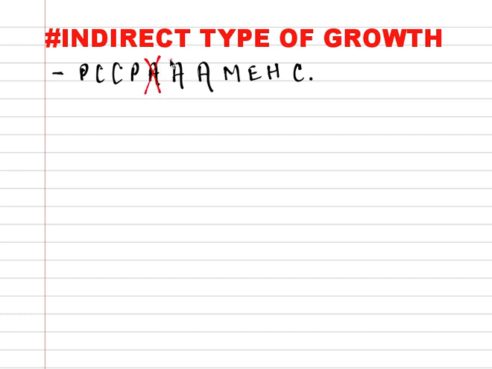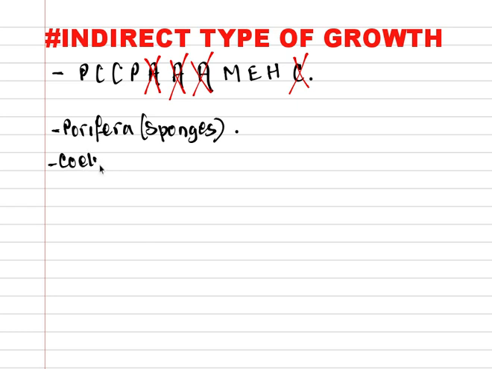Aschelminthes gets cancelled out, Annelida gets cancelled out, Arthropoda gets cancelled out, and Chordata gets cancelled out. So let's write down the others. Porifera or sponges, they have larval stages. Then they show cellular organization. Coelenterata have a special cell called cnidocytes in their tentacles, which help them in defense and capture of prey. So they are also known as Cnidaria.